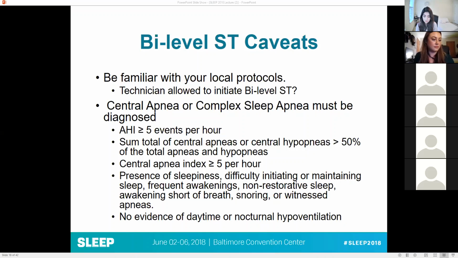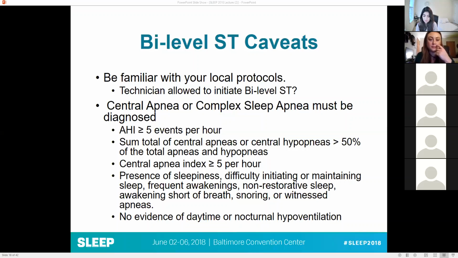Instead of using a BiPAP ST, we really dial in a tidal volume and try to control their minute ventilation. When we're putting someone on therapy for central or complex apnea, first and foremost, they have to have the correct diagnosis. Sometimes techs will overcall central or complex apneas, and they won't have a central apnea index greater than 5. So they'll put them on a BiPAP ST mode, but not really qualify for it, and they won't need it.